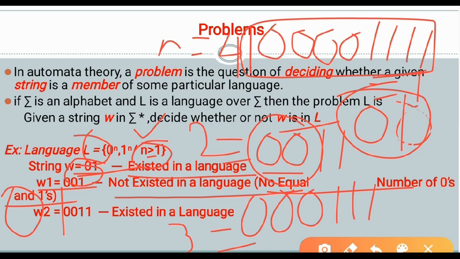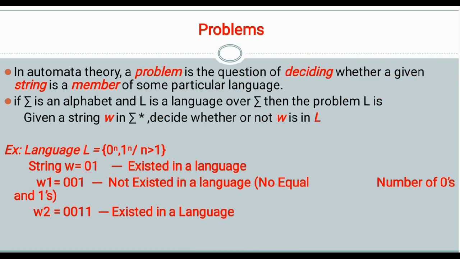And coming to w2, 0 0 1 1, this exists in the particular language because I'm having 2 zeros and 2 ones. You have an equal number of zeros and an equal number of ones.